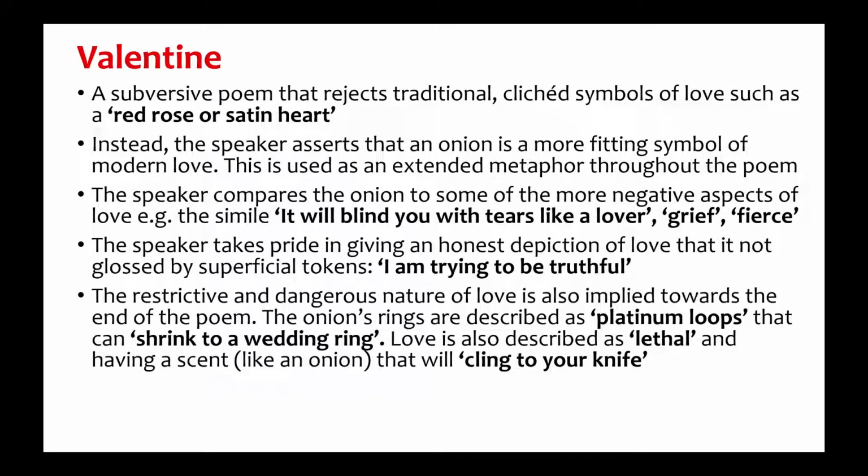The restrictive and dangerous nature of love is also implied towards the end of the poem. You'll notice that the onion's rings are described as platinum loops that can shrink to a wedding ring. So comparing the onion to a wedding ring, but the wedding ring's not seen as a symbol of security and love here. It's viewed as a symbol of restriction. Notice that the verb shrink is quite a restrictive verb.